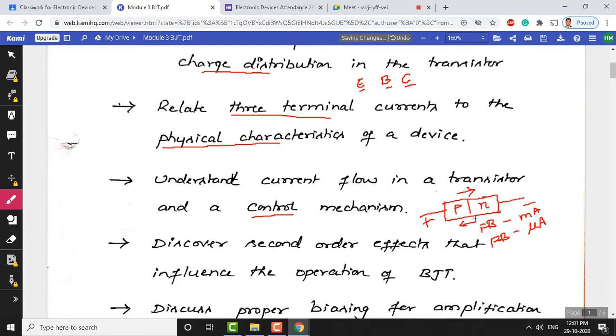Basically, BJT is a one-way device. We don't have any control mechanism in this, only the input is a control here. If you reduce the input current, the output current also gets reduced. If you increase the input current, the output current also gets increased.